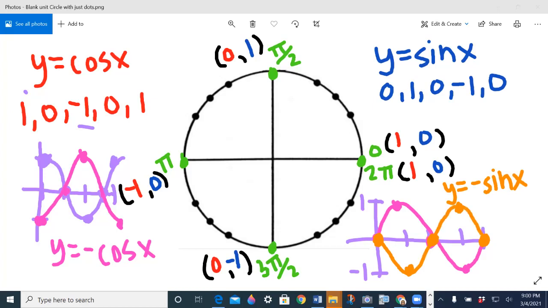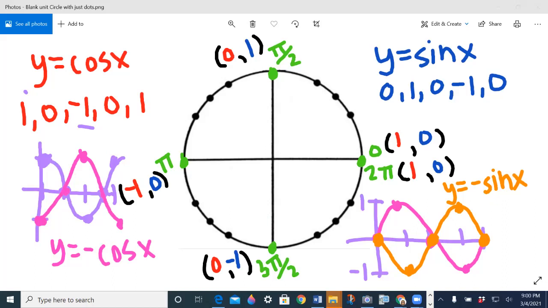So again, if I know high to high, or low to low, I think cosine. If I know my zeros, okay, then I think sine. Just trying to give us this idea before we start doing these graphs, okay?